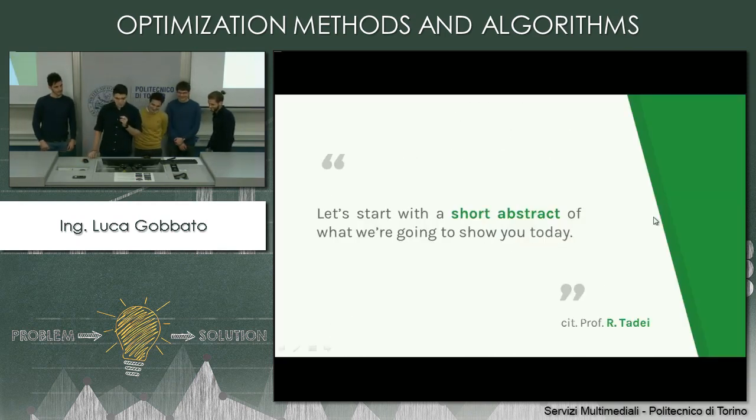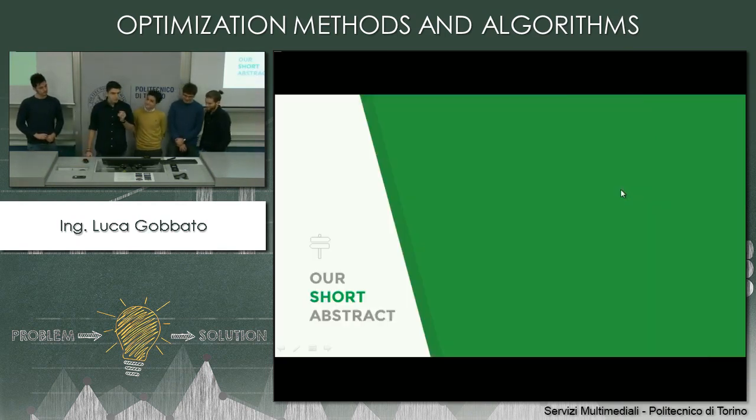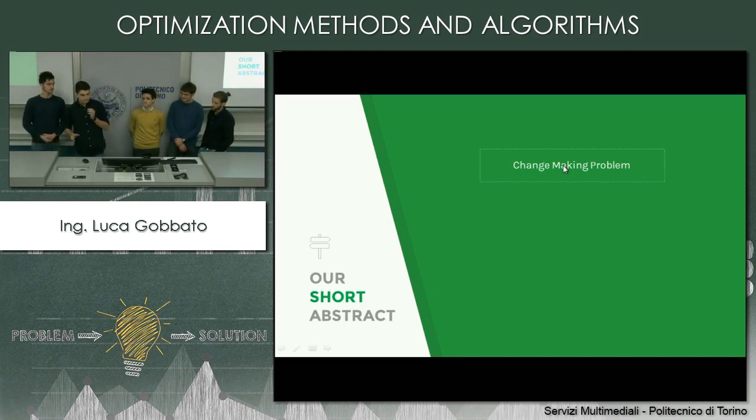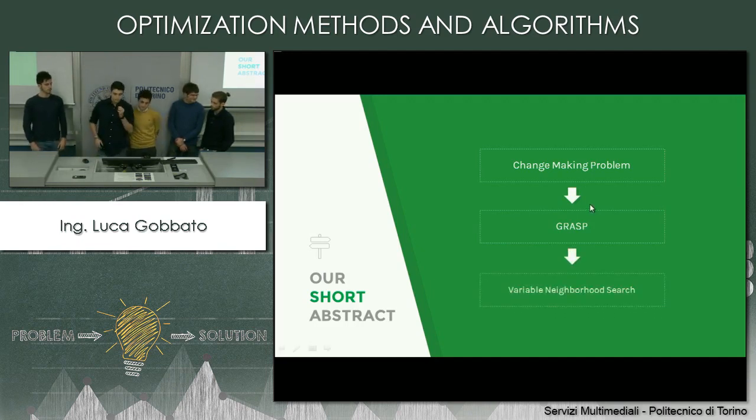But now, back to business. Let's start with a short abstract of what we're going to show you today. We're going to analyze in depth the three main aspects which allowed us to reach a quite satisfying solution. First, the change-making problem we use for both the soft and the hard distances. And I have to say that with the change-making problem, we were able to get an always feasible solution. Second, the grasp we use to improve the soft distances. And third, the variable neighbor search we use to improve the soft distances.